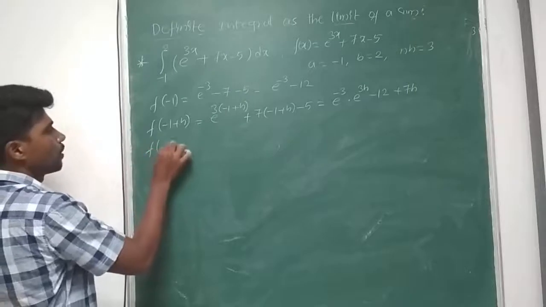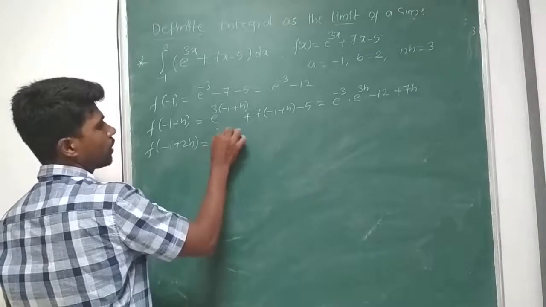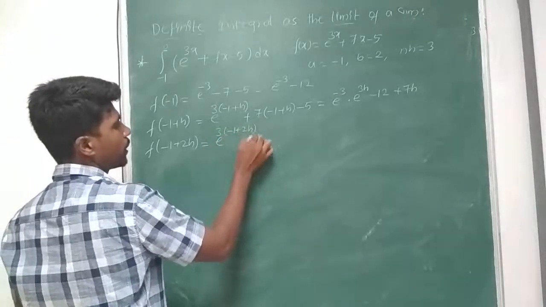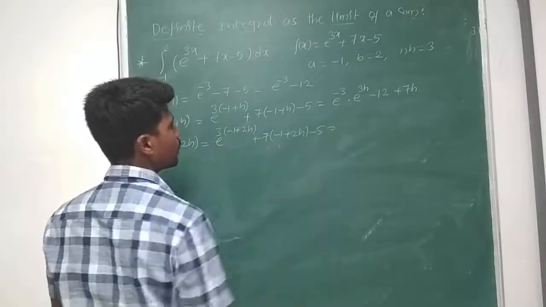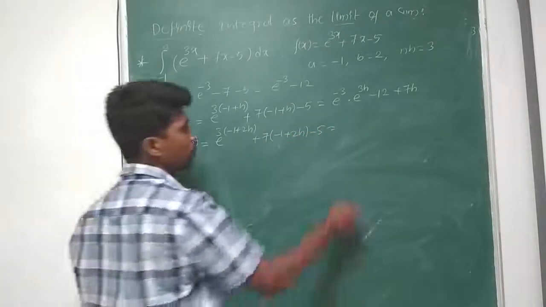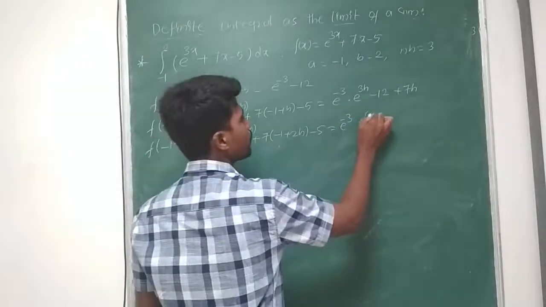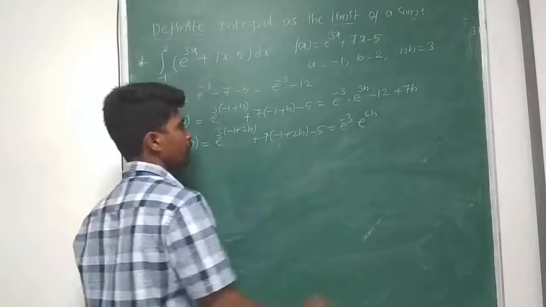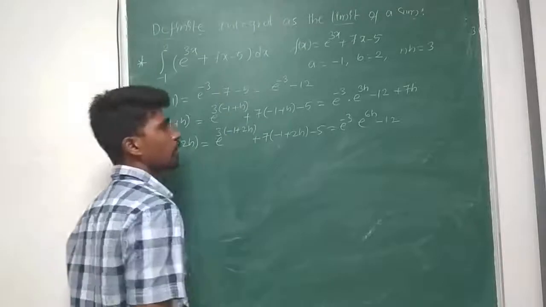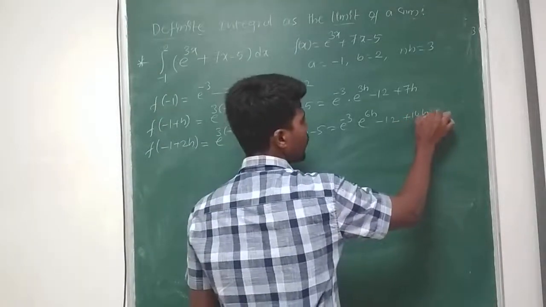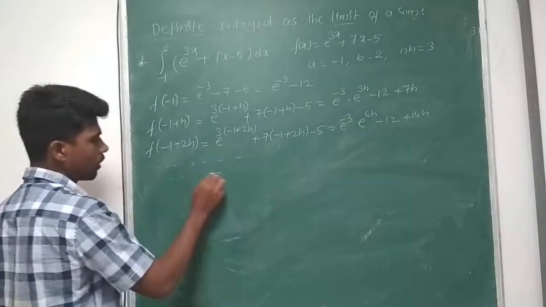f of minus 1 plus 2h equals e power 3 into (minus 1 plus 2h), 7 into (minus 1 plus 2h) minus 5. Again same rule: e power minus 3 into e power 6h, since 3 twos are 6. Minus 7 minus 5 is minus 12, and 7 twos are 14, so I get here 14h, and so on and so on.